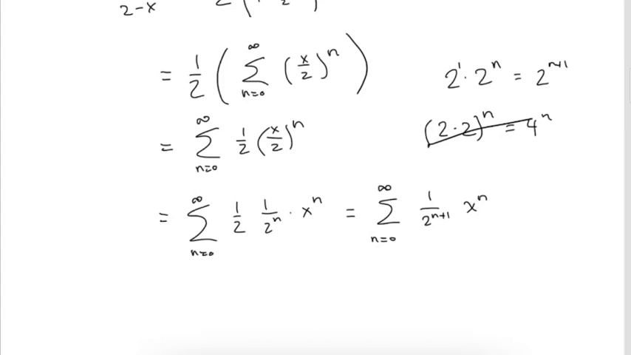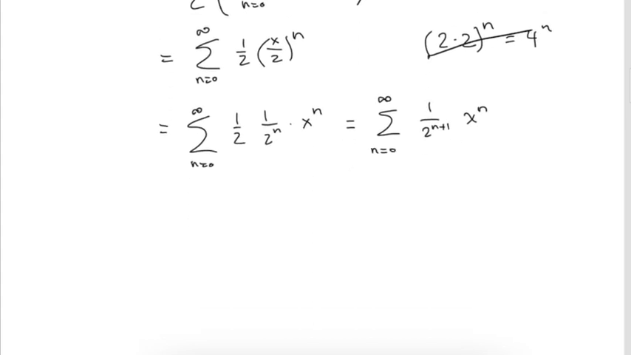So I usually like to write out a few terms. What would this look like if I write out a few terms? So when I use n equals 0, it'll say 1 over 2 to the 1, x to the 0. That's 1/2. And then the next one would say 1 over 2 to the 2. That would be 1/4 x. The next one would say 1 over 2 to the 3, which is 1/8 x squared, etc. These are a few terms of the power series.